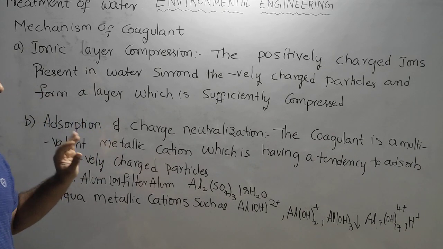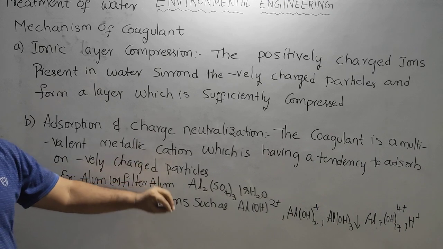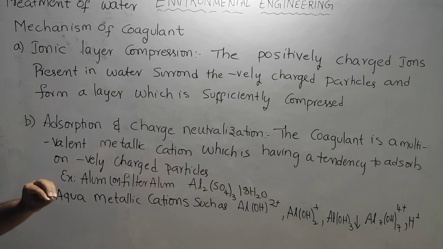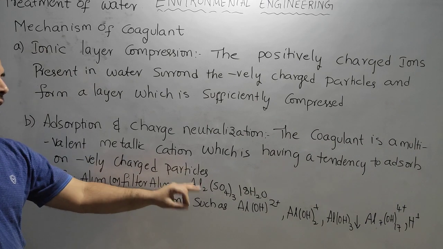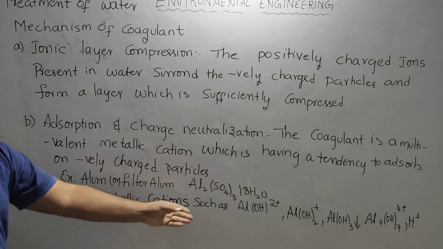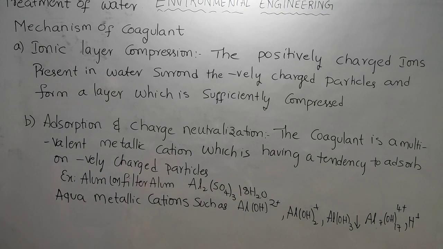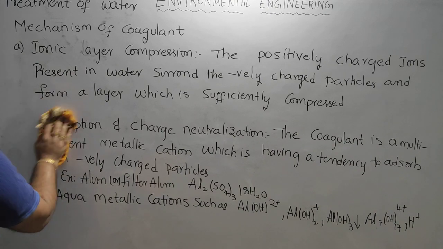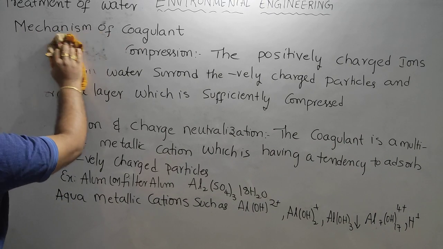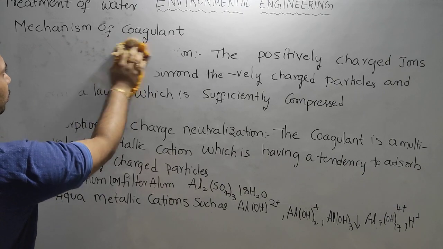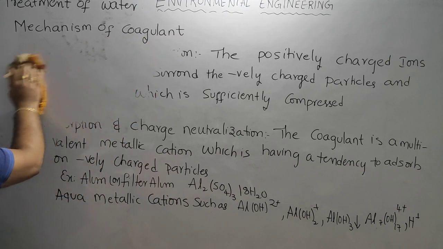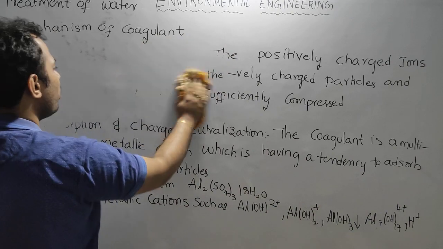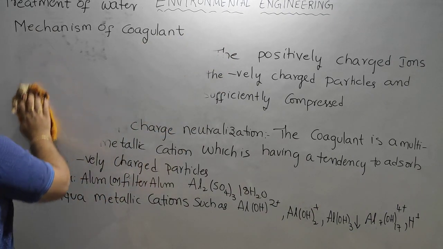Adsorption happens when a positively charged particle reaches and adsorbs onto a negatively charged particle. That will happen when you add alum to the water by forming these aquametallic cations. So this is adsorption and charge neutralization. Ionic layer compression is over. The next mechanism is sweep coagulation.